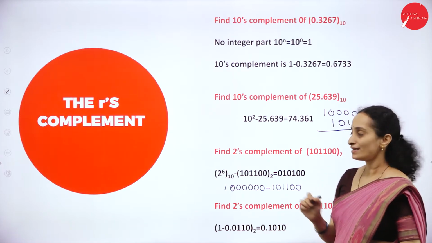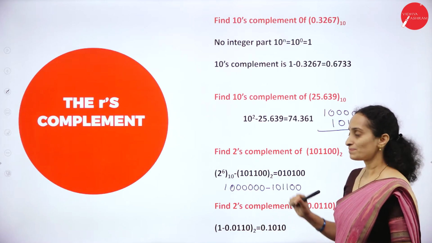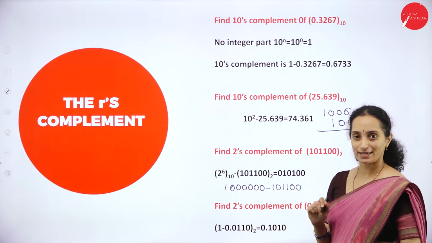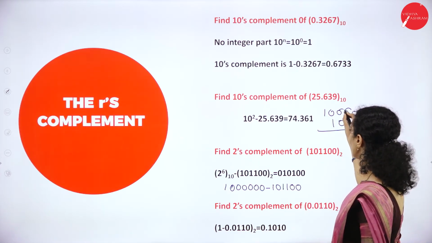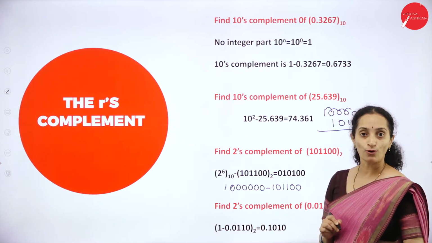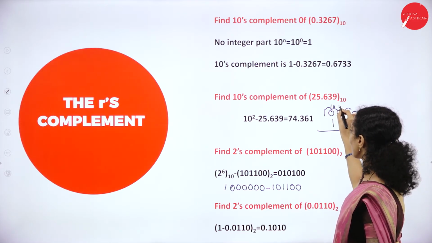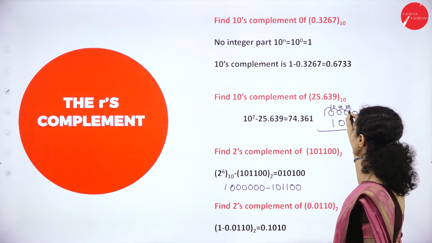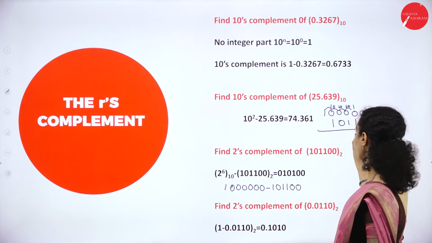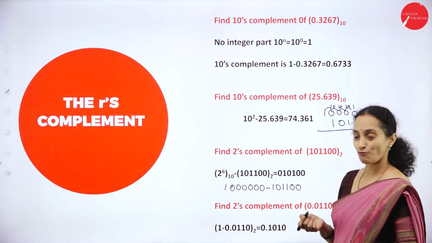What must be done? 0 minus 1. We have to take a borrow when we are subtracting 1 from 0. But we don't have 1 here, so we will borrow from the last 1. So this will become 10, again this will become 10, this will become 10, this will become 10. 10 minus 1: the result is 1 with a borrow of 1.